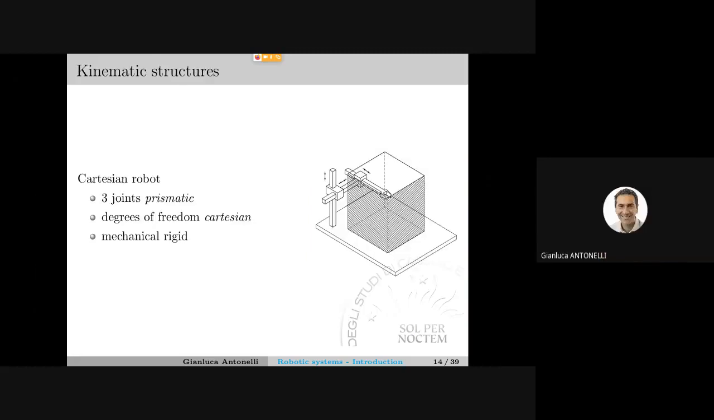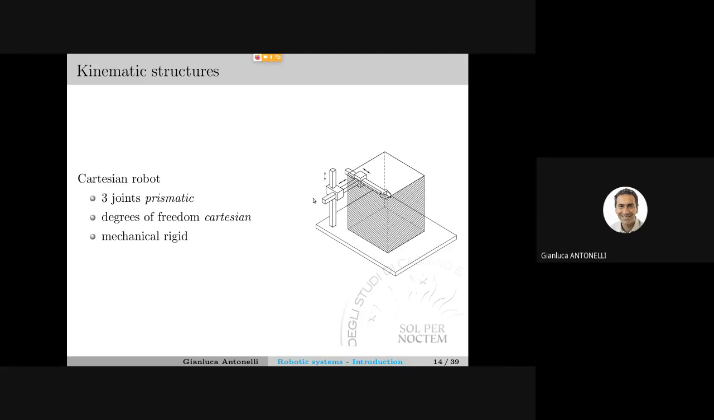Let us see a little bit, according to the definition that we saw, what kind of kinematic structures we are going to see, and we will be able to understand and to control. Okay. One possibility is the so-called Cartesian robot. This is a Cartesian robot, and you can see those arrows here that represent the possible movement of the robot. In this case, the movement is linear. All the three joints, the name is joint, are linear, and for this reason they are called prismatic joints.